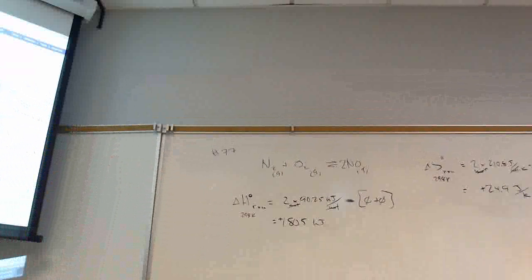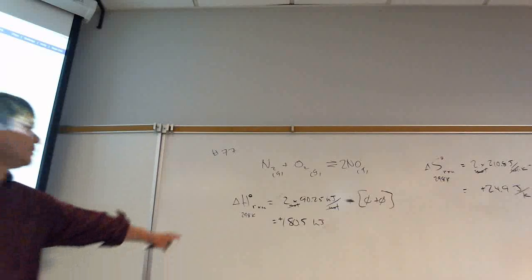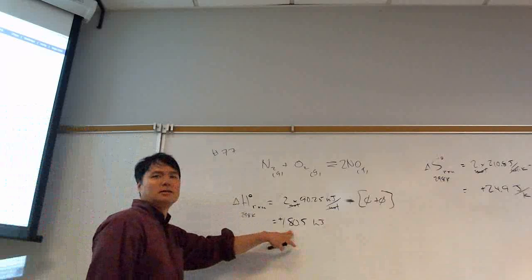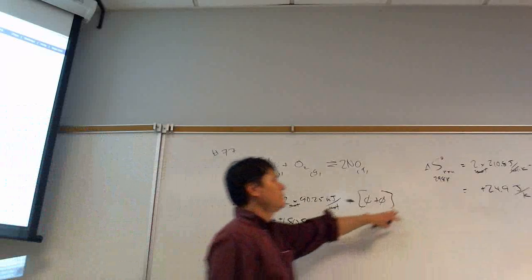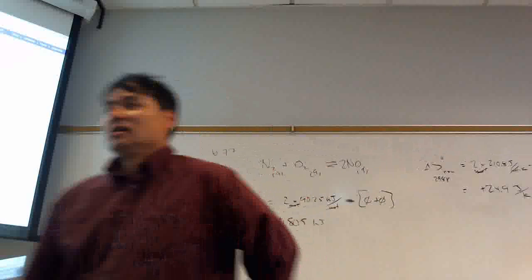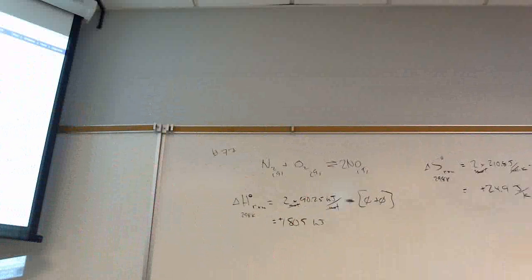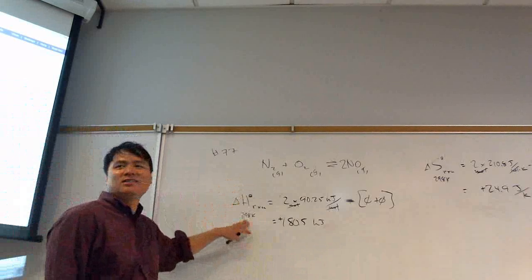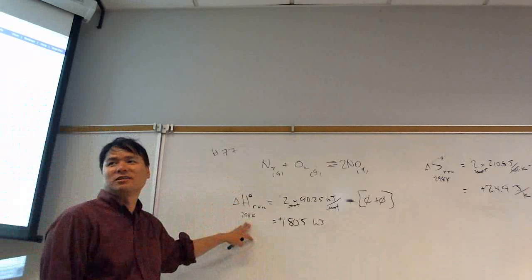So the enthalpy says reaction or no reaction? Enthalpy says no reaction. Entropy says reaction. So which one wins? Is it a tie? Well, we know which one wins at 298. Which one wins at 298? Enthalpy wins because there's no reaction between nitrogen and oxygen at room temperature.